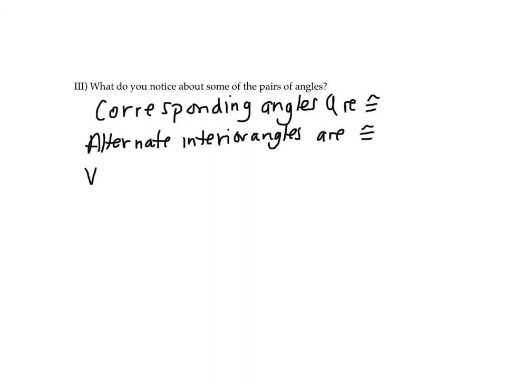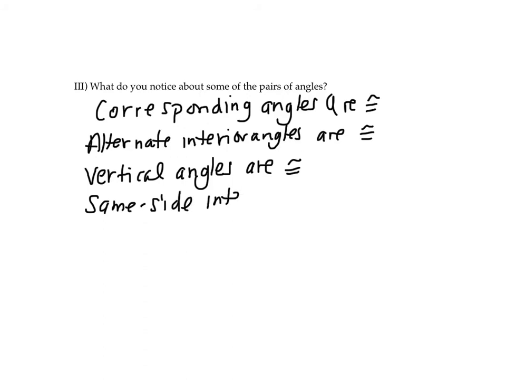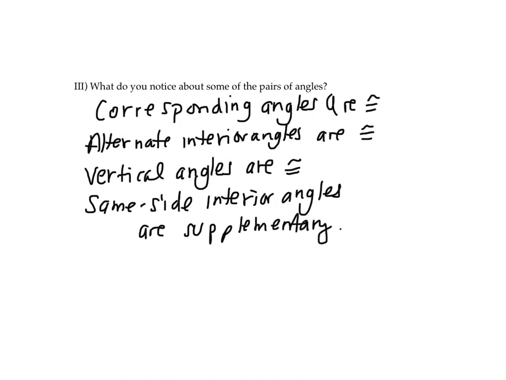Of course, we know that vertical angles are congruent. And finally, you should notice that same side interior angles are supplementary. Be careful with this last one because we're so used to saying that angles are congruent. Be careful, a lot of people make the mistake of saying same side interior angles are congruent. They can be, but they don't always have to be.